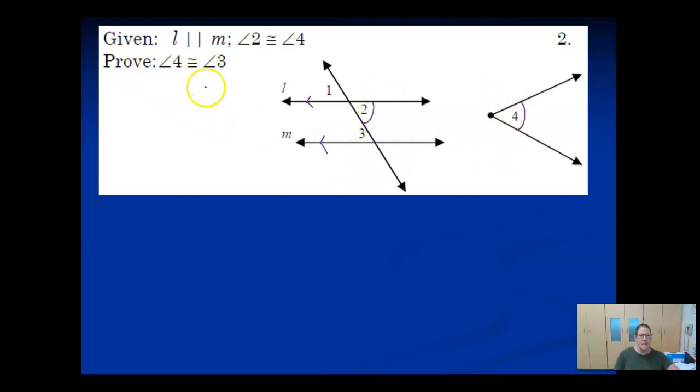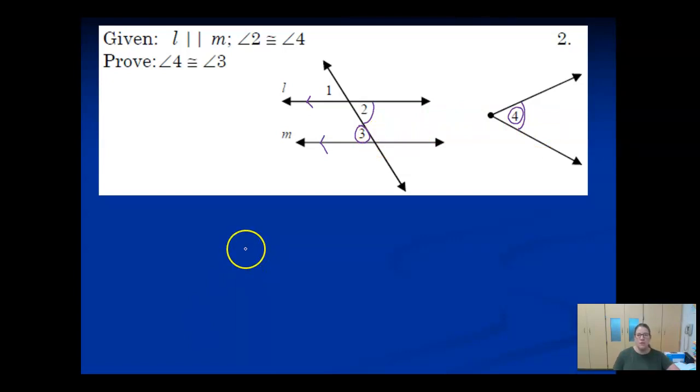So now what it's asking me to prove is that angle 3, which is right here, is congruent to angle 4, okay? So looking at that, we kind of know that these are parallel lines and we know that these are alternate interior angles, we know that 2 and 3 are equal, right? And if 2 and 3 are equal and 2 and 4 are equal, then we know that 3 must equal 4. So we can look at that and see that that's true.